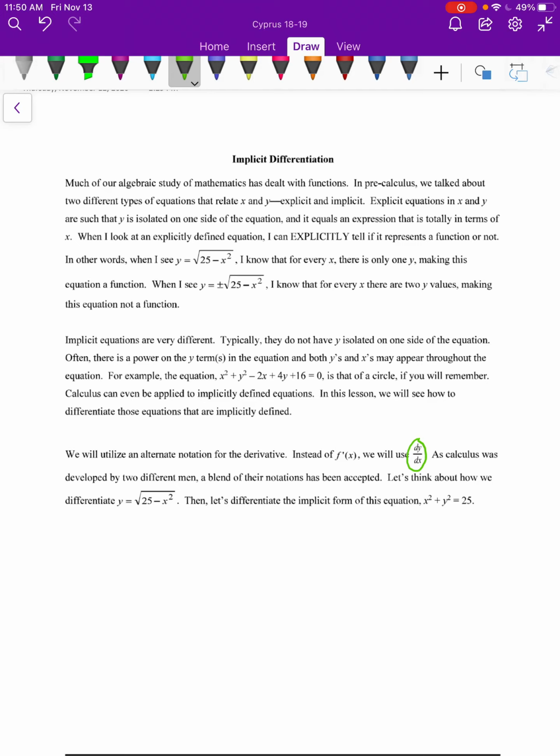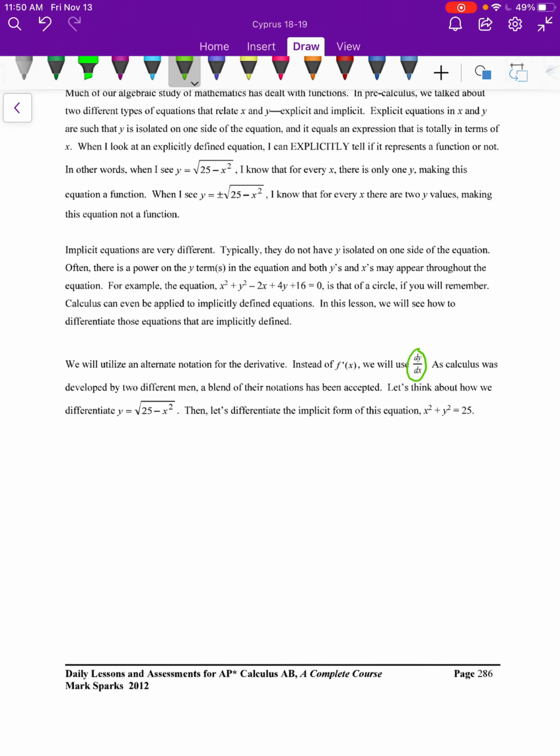So to get started thinking about implicit differentiation, let's first talk about differentiating that equation y equals the square root of 25 minus x squared. So I'm going to split my page in two for a second. Okay, so this is an explicit equation because y is isolated, and the equation is y equals the square root of 25 minus x squared. Let's take the derivative of this, or find dy dx.